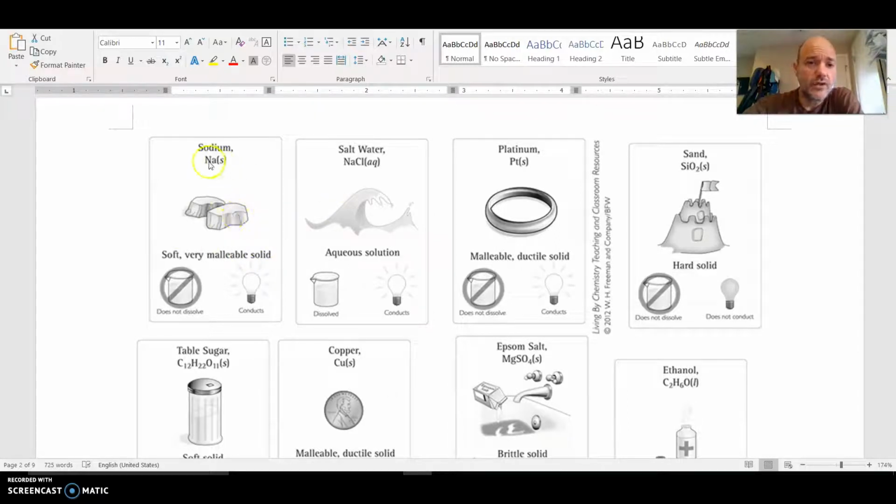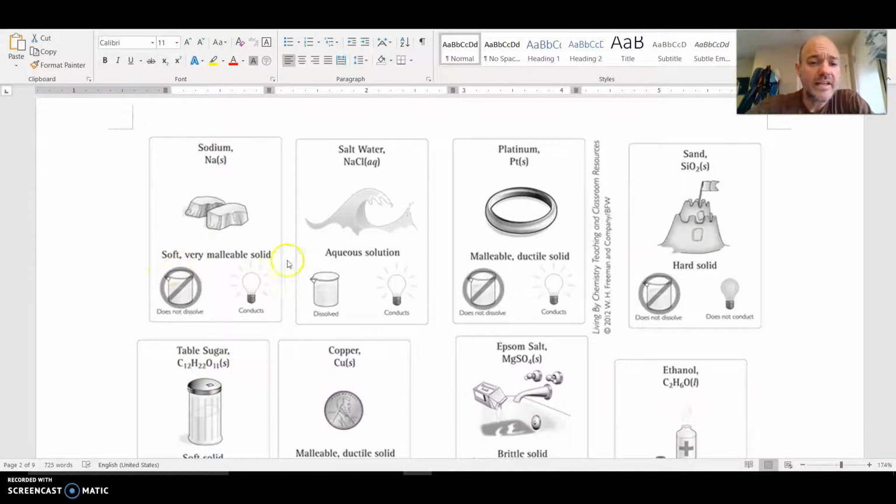First off, look at what the substance is made of. Sodium is made of just sodium. Salt water is made of salt and water. The AQ means it's aqueous, it's dissolved in a solution. Na for sodium, Cl for chloride. Platinum is just platinum. Sand is silicon and oxygen. Table sugar, carbon, hydrogen, oxygen. Okay, all good examples there. Thinking about what it's made of.